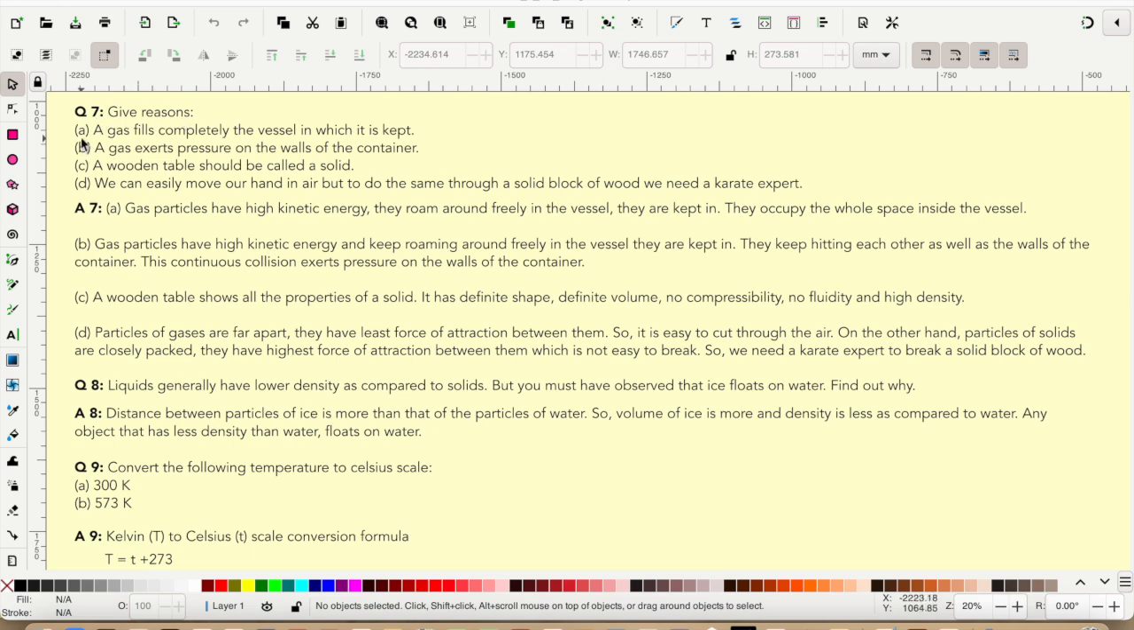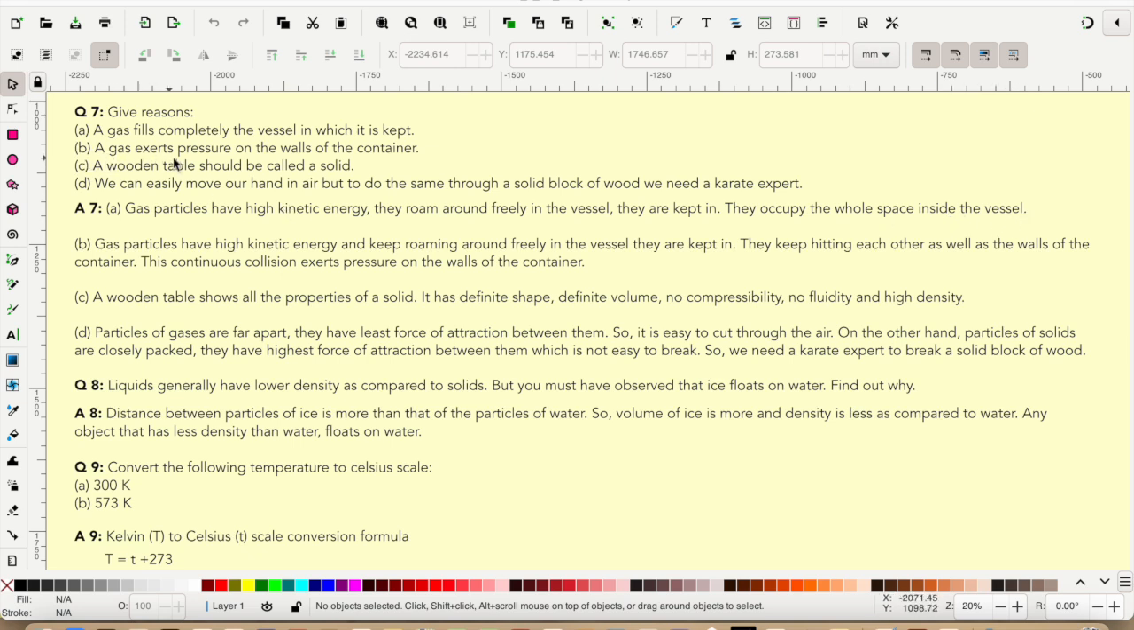Question number 7. Give reasons. Part A. A gas fills completely the vessel in which it is kept. Answer is, gas particles have high kinetic energy. They roam around freely in the vessel they are kept in. They occupy the whole space inside the vessel.